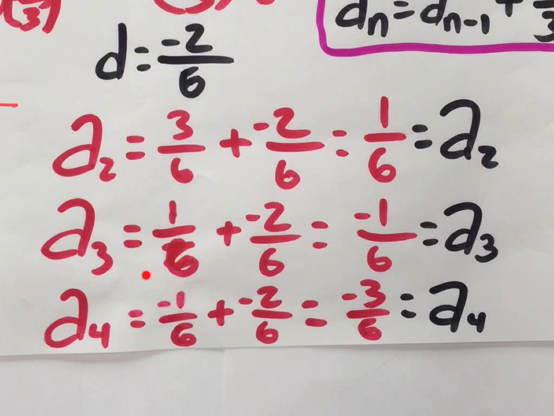A sub 3 equals a sub 2, which is 1 over 6, we just figured that out, plus the common difference, the same every time, giving us negative 1 over 6. A sub 4 equals negative 1 over 6 plus the difference, negative 2 over 6, giving us negative 3 over 6. So that's the fourth term in this sequence.